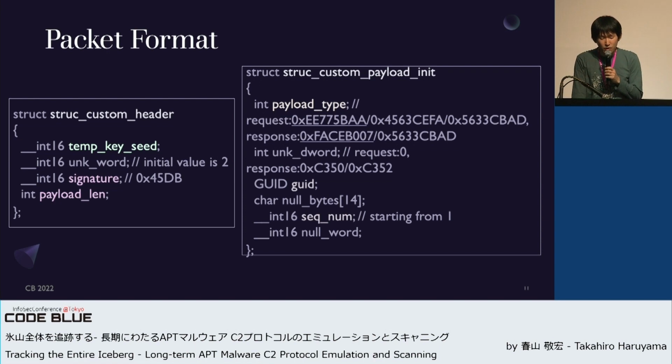The customized packet is separated into header and payload. Both are encrypted, except for the temp key seed value in the header. The signature and payload length values are checked after the decryption on the receiver side. The initial handshake packet payload contains payload type, GUID, packet sequence number, and so on.